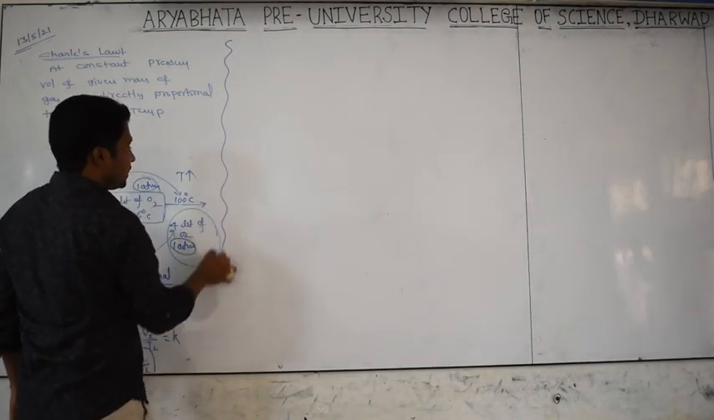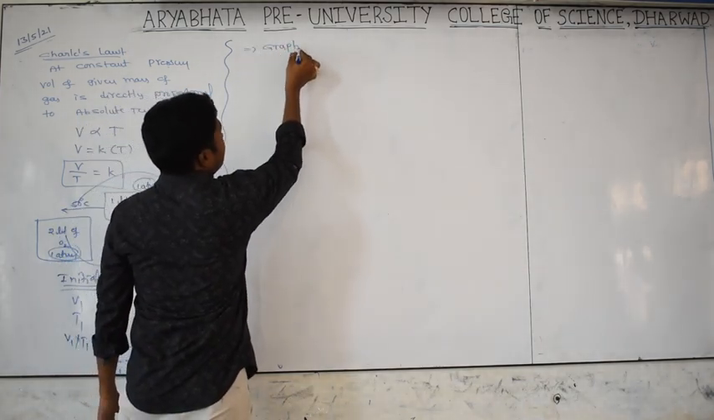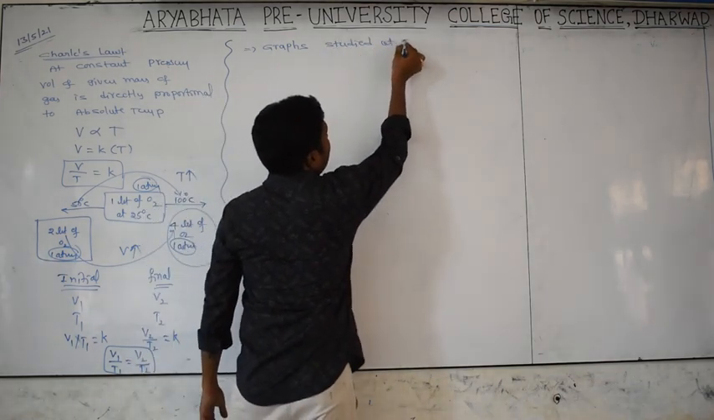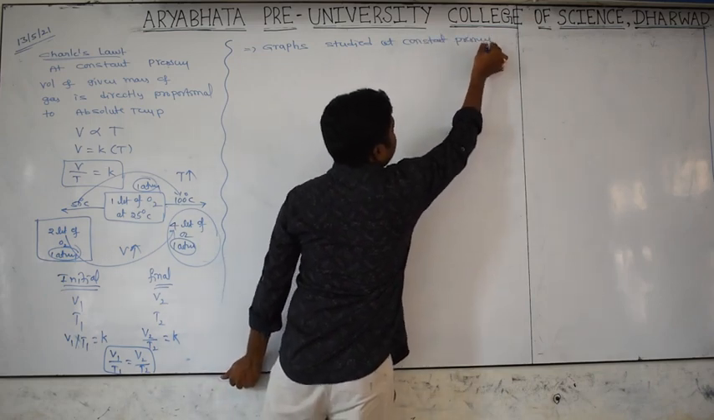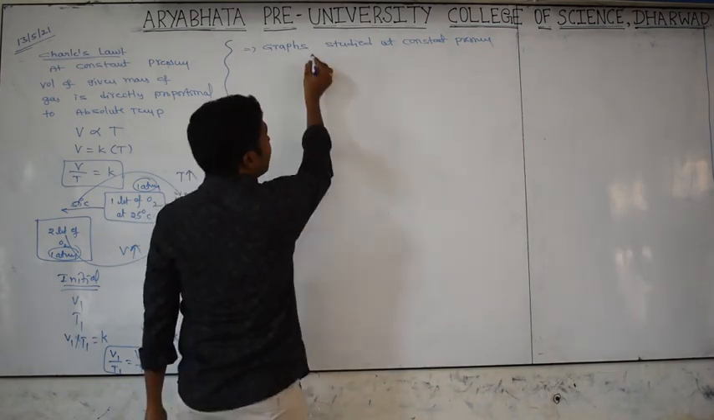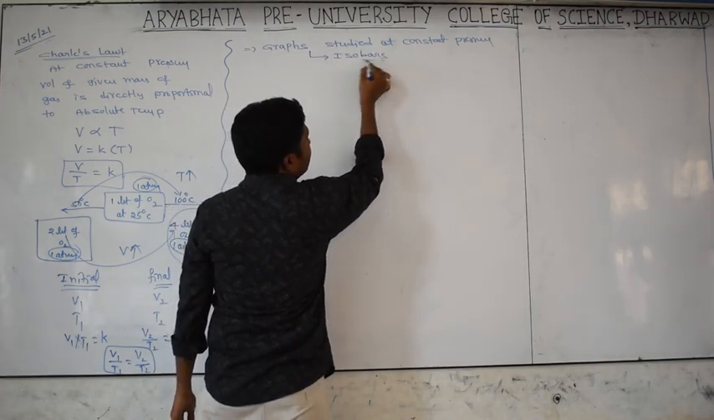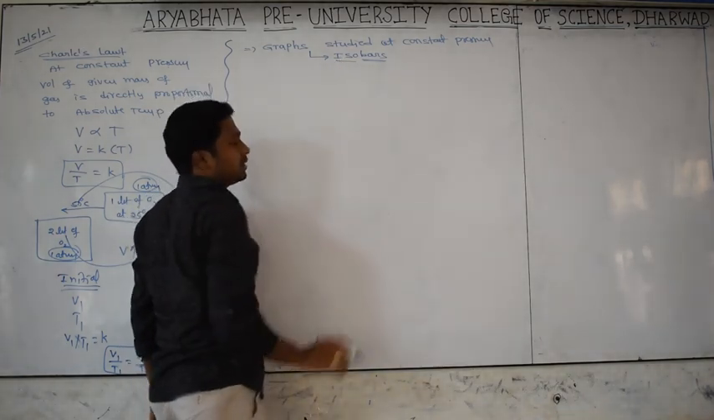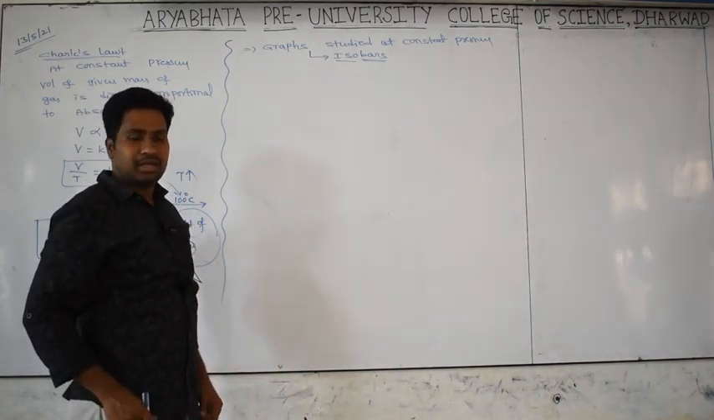Now we have to study the graphs. Graphs studied at a constant temperature are called isotherms. Graphs studied at a constant pressure are called isobars. Remember, bar is a pressure unit, so the pressure is maintained the same. That's why they are called isobars. So under Charles's law, whatever graphs we study are called isobars.